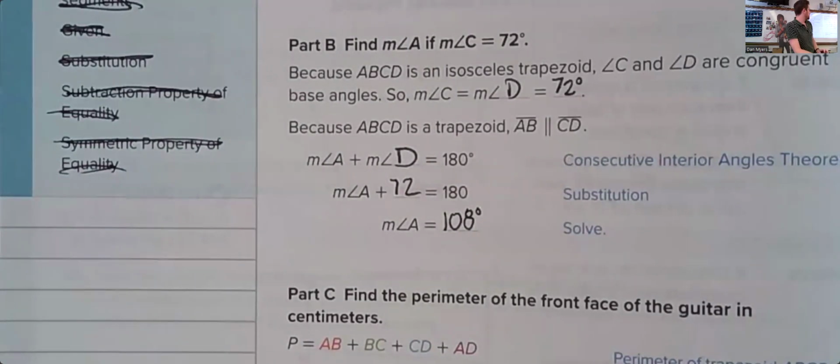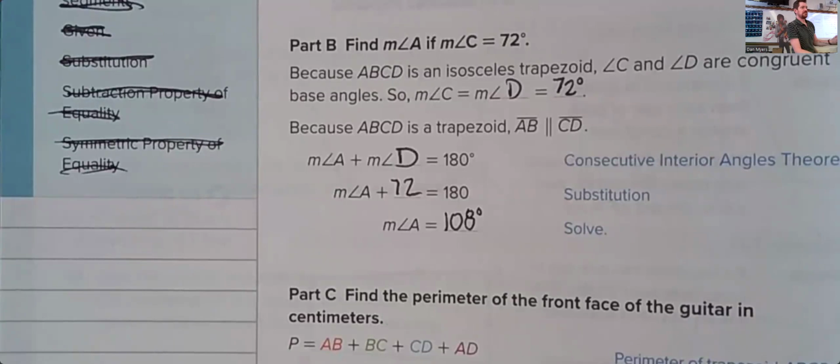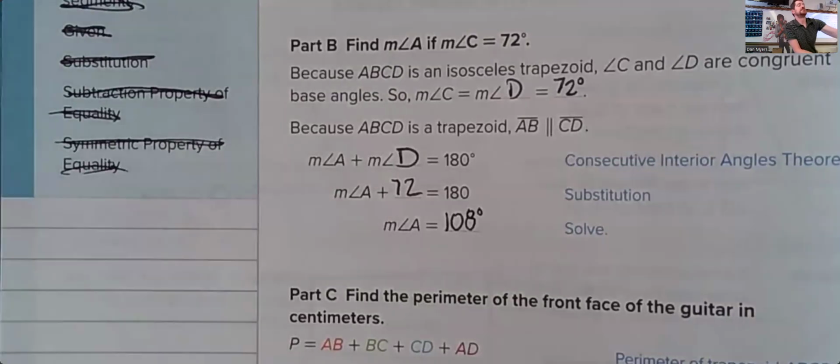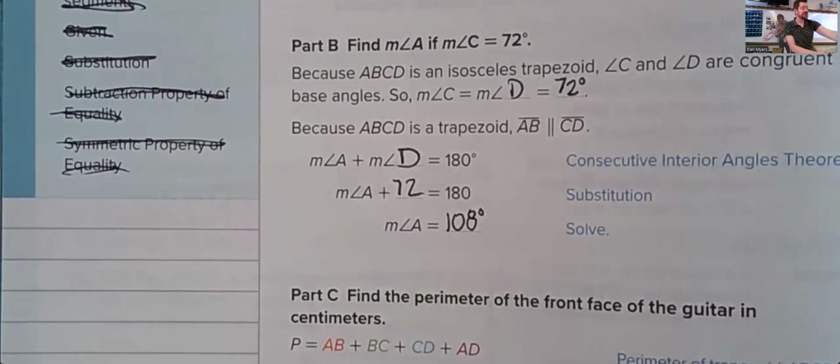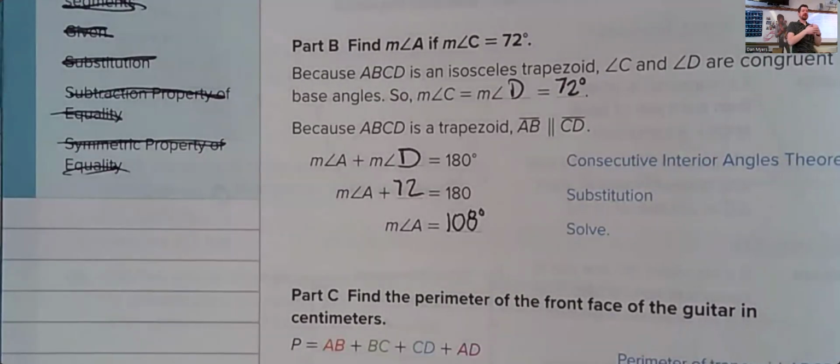Question for you. How many degrees are inside of a trapezoid? Total? 360. Yeah, it's a quadrilateral. Quadrilaterals always have angles that add up to 360.